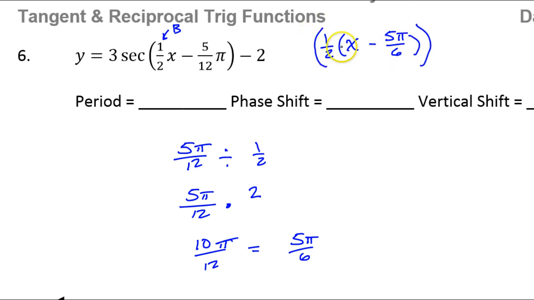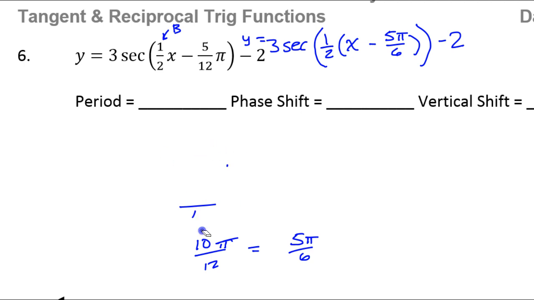So I've got parentheses inside of parentheses. This is the secant function. I've got this a value of 3, and I've got this vertical shift of -2. So this is going to be quite a function to graph. This should be interesting. Let me just clean this up a little bit.